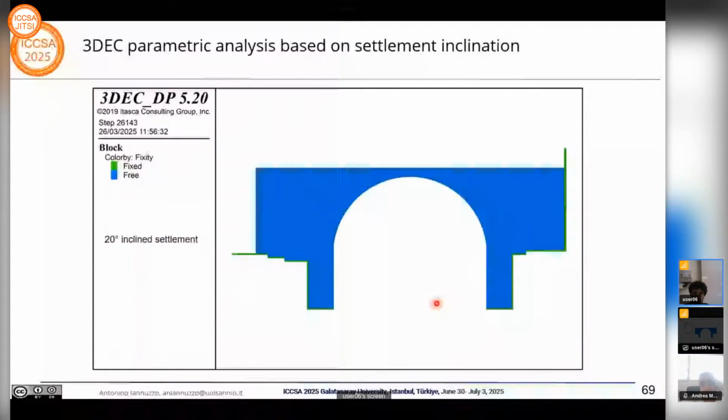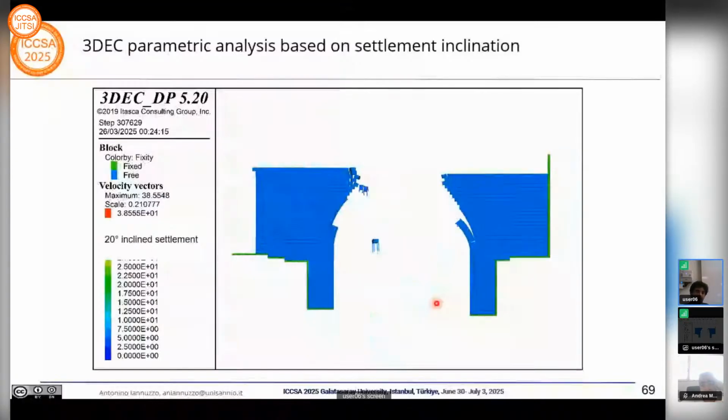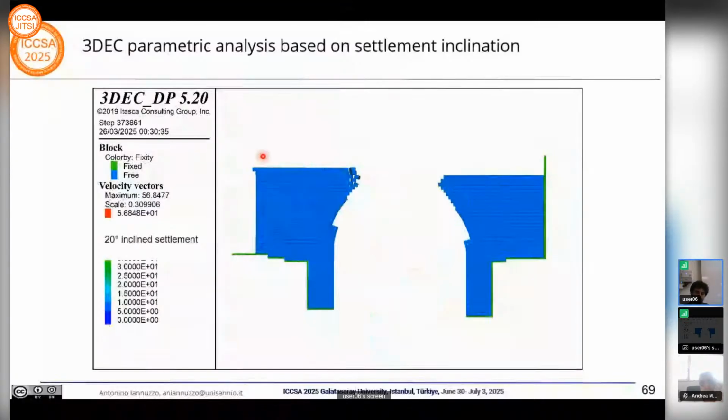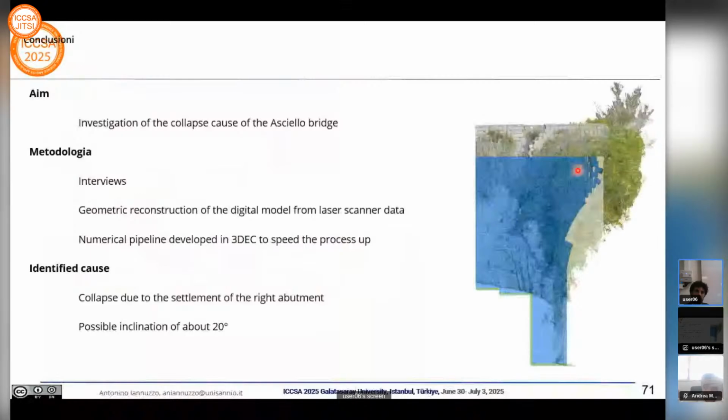This is a video of the collapse mechanism. When we went back at the end to compare what is the remaining part here, we have this kind of comparison between the 3D model and what is the remaining structure of the bridge. The upper part was not considered because it's a very thin parapet that was not considered in the analysis.